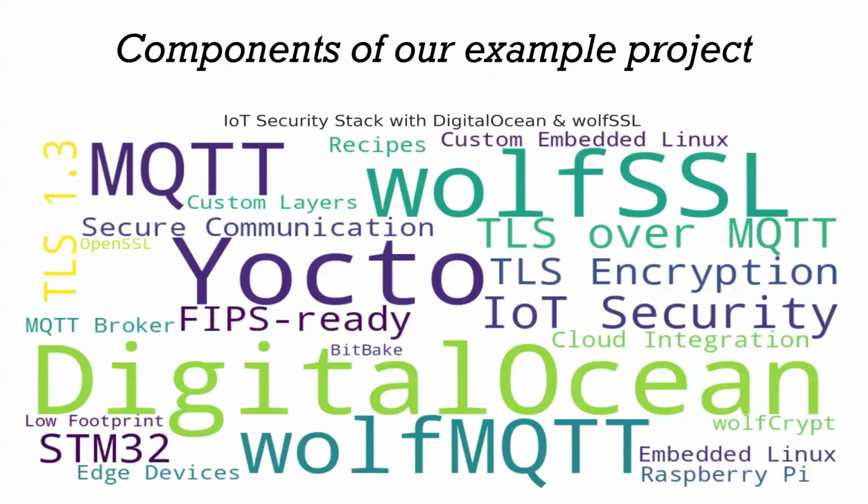So these are the different components. Using these different layers and tools that we have discussed in our previous slides, we have created one example project. These are the different components of our example project. There is one thing which is printed by mistake, that is Raspberry Pi. Here we have MP2 instead of Raspberry Pi.